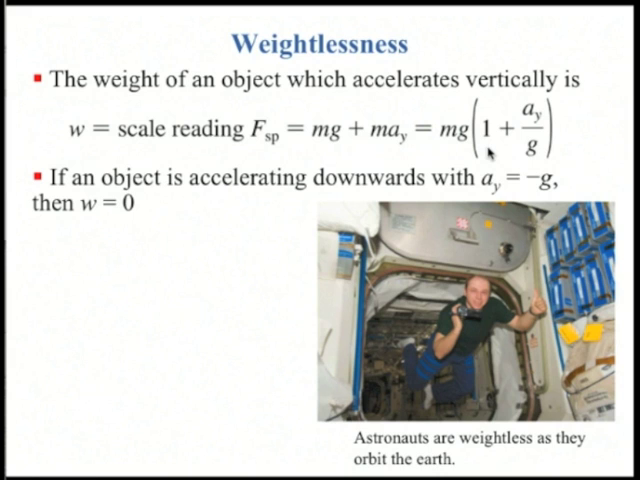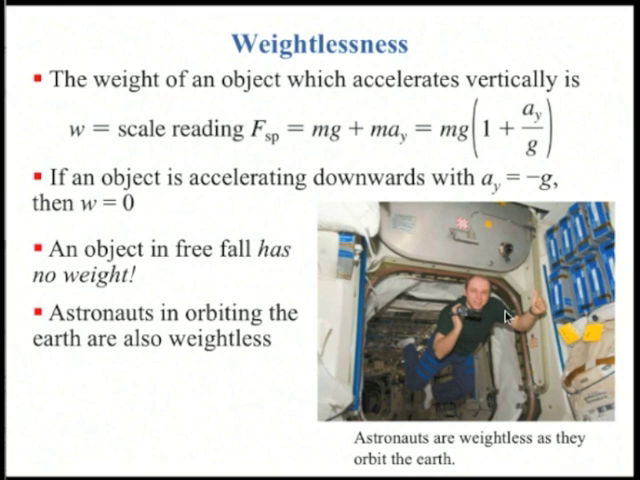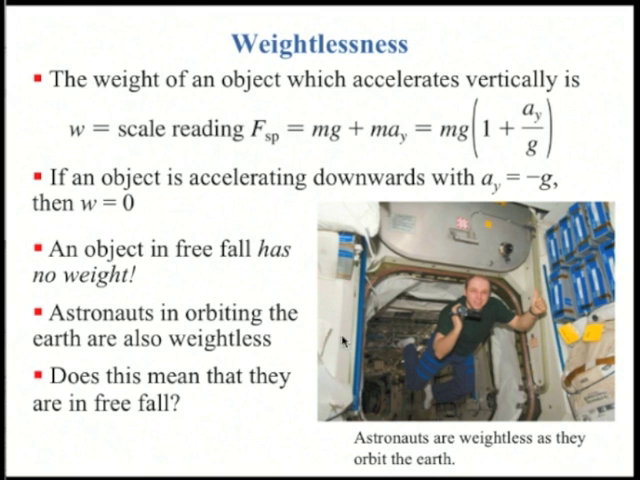If you're accelerating down, then you will weigh less than mg. In fact, if your acceleration is negative g, then this will be 1 minus 1, and your weight will be 0. An object in free fall has no weight. Astronauts orbiting the Earth are also weightless. Does this mean that they are in free fall? Yes. As you orbit the Earth, your acceleration is towards the center of the Earth, and it's equal to g. That's why your weight is 0 in space.